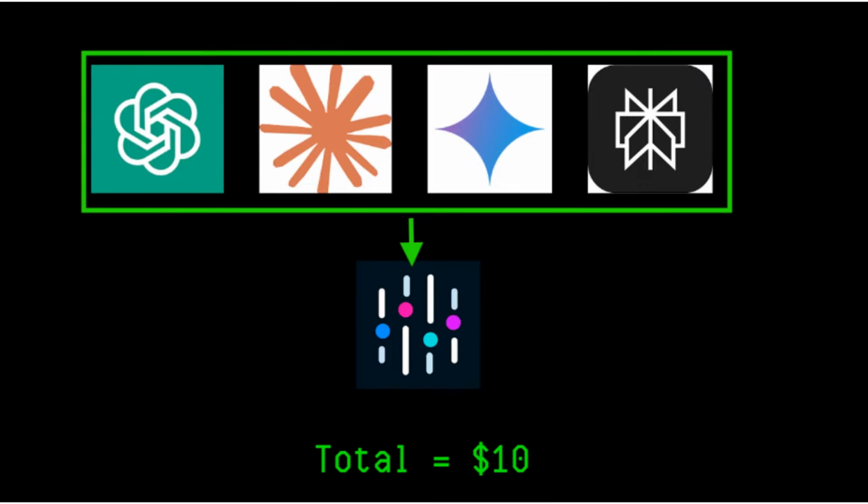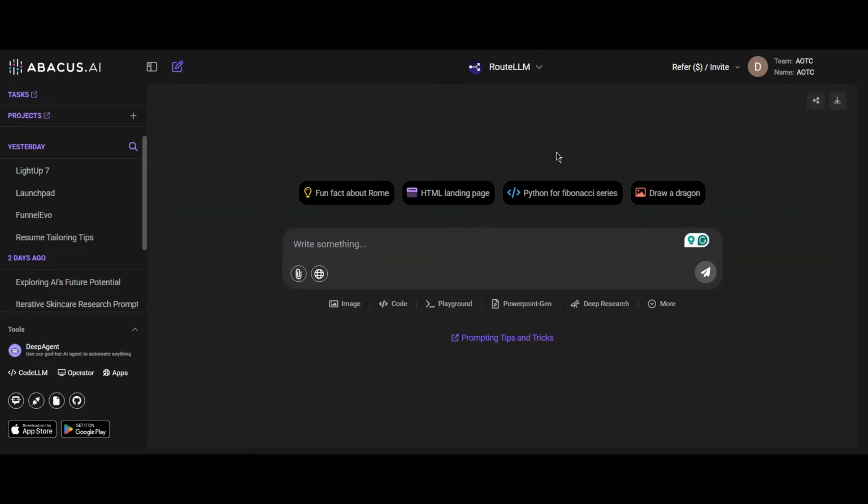And the best part is it's all in one place, so you don't need to switch between 5 or 6 tabs. Well, in this video, I'm going to be demoing to you something called ChatLLM. Now, this is from Abacus AI. It's a very interesting tool that I've been using for the past few weeks.